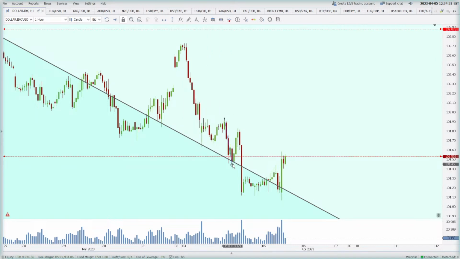Here the price on the 1 hour was making lower highs and lower lows, but in this particular candle, boom boom, it has made a higher high. So now at this level we are expecting a lower high, and like this. So this is what we are expecting, guys.